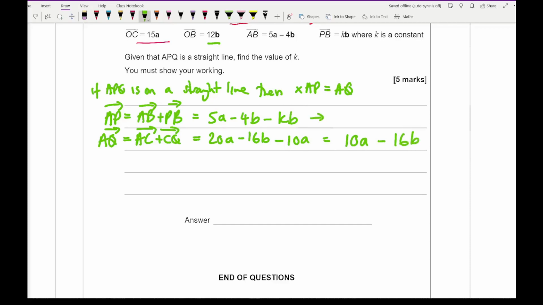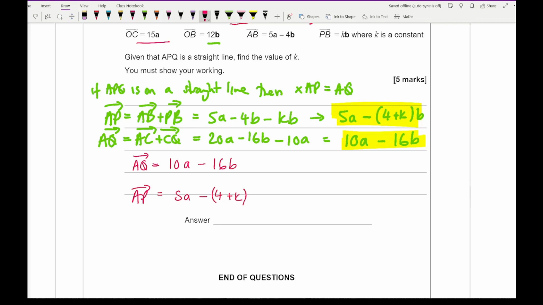Now, what I'm going to do is neaten this up by factorizing. So what I've got is 5A, and then minus, and if I take the B out and factorize with respect to B, I end up with 4 plus K. So then all that's left for me to do is to compare these two things here. So just writing it again, I get that AQ is equal to 10A minus 16B, and AP is equal to 5A minus (4 plus K)B.